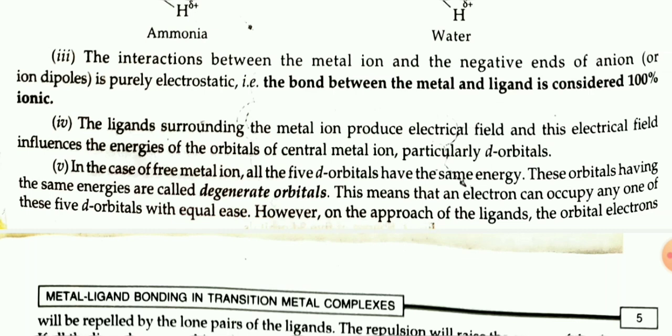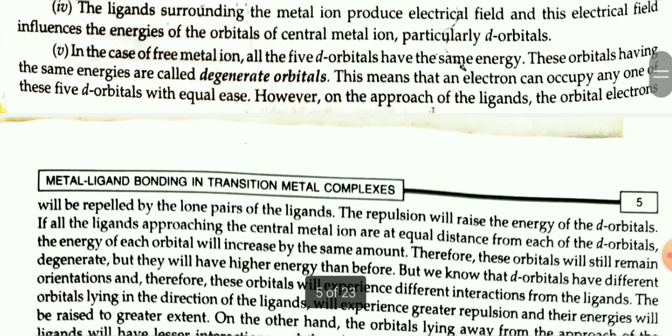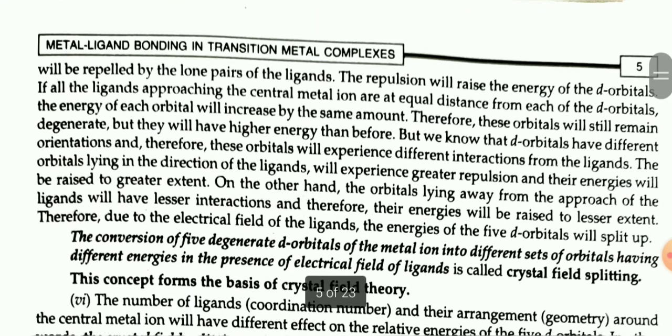Fourth, the ligands surrounding the metal ion produce an electrical field, and this electrical field influences the energies of the orbitals of the central metal ion, particularly d orbitals. Fifth, in the case of a free metal ion, all the 5 d orbitals have the same energy. These orbitals having the same energy are called degenerate orbitals. This means that an electron can occupy any one of these 5 d orbitals with equal ease. However, on the approach of the ligands, the orbital electrons will be repelled by the lone pairs of the ligands.